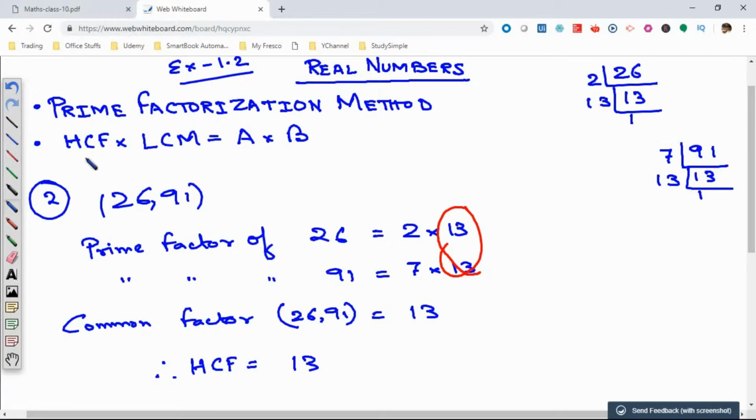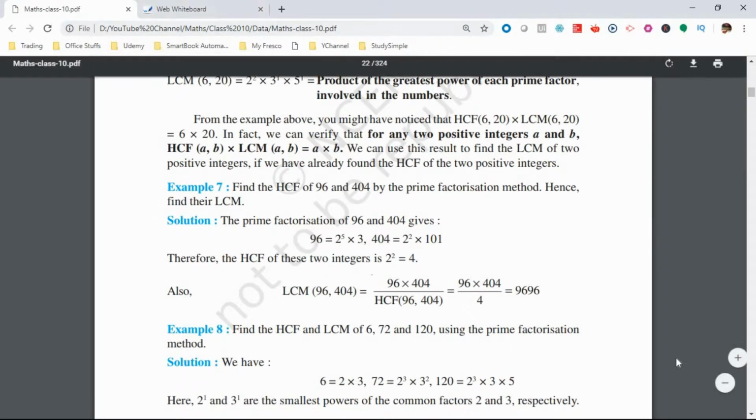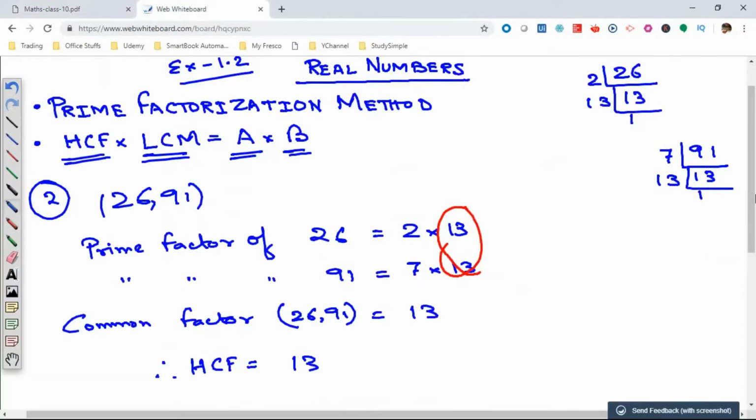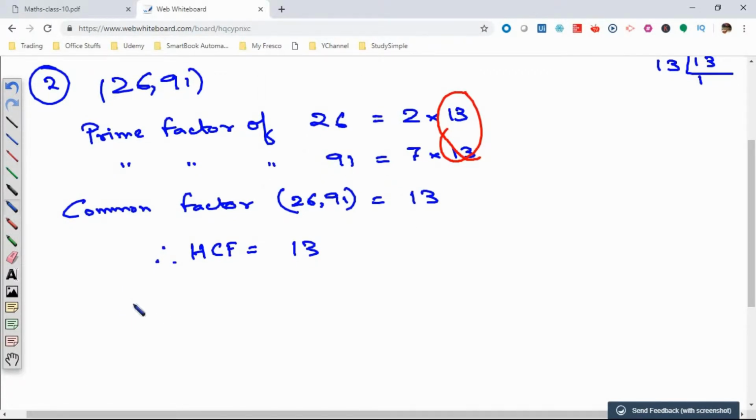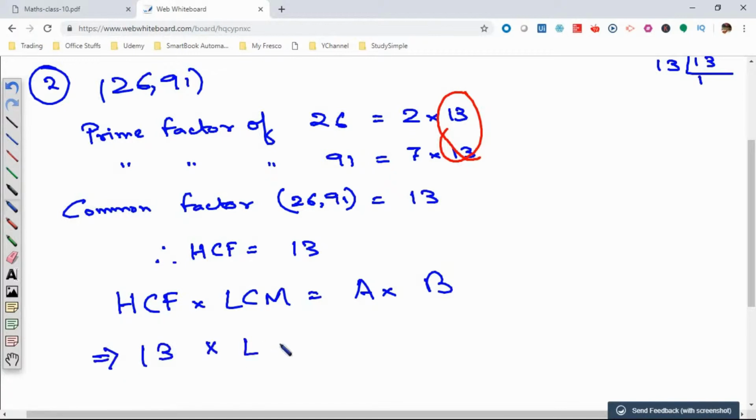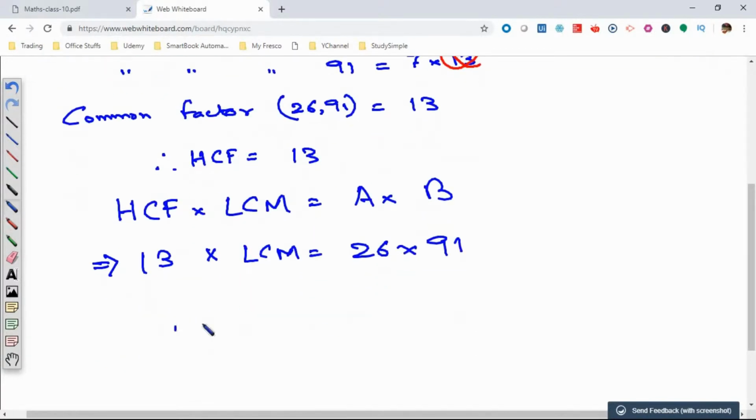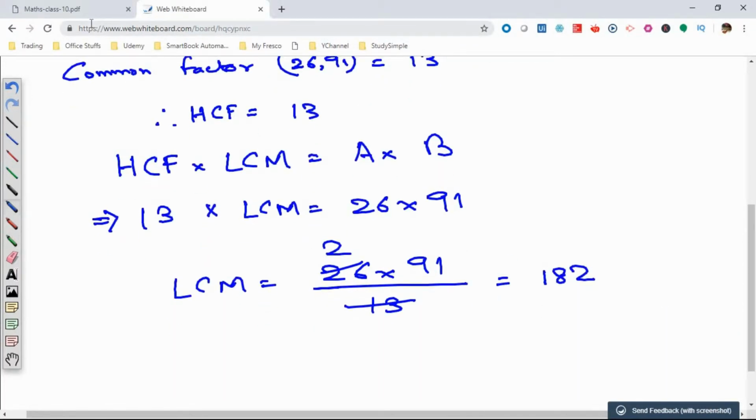Now we will use the formula HCF into LCM equals A into B, the product of the two numbers. We write the formula HCF into LCM equals A into B, and we have HCF is 13. This implies LCM equals the product 26 into 91 divided by 13, which means 182. So we can find the LCM here also using this formula.